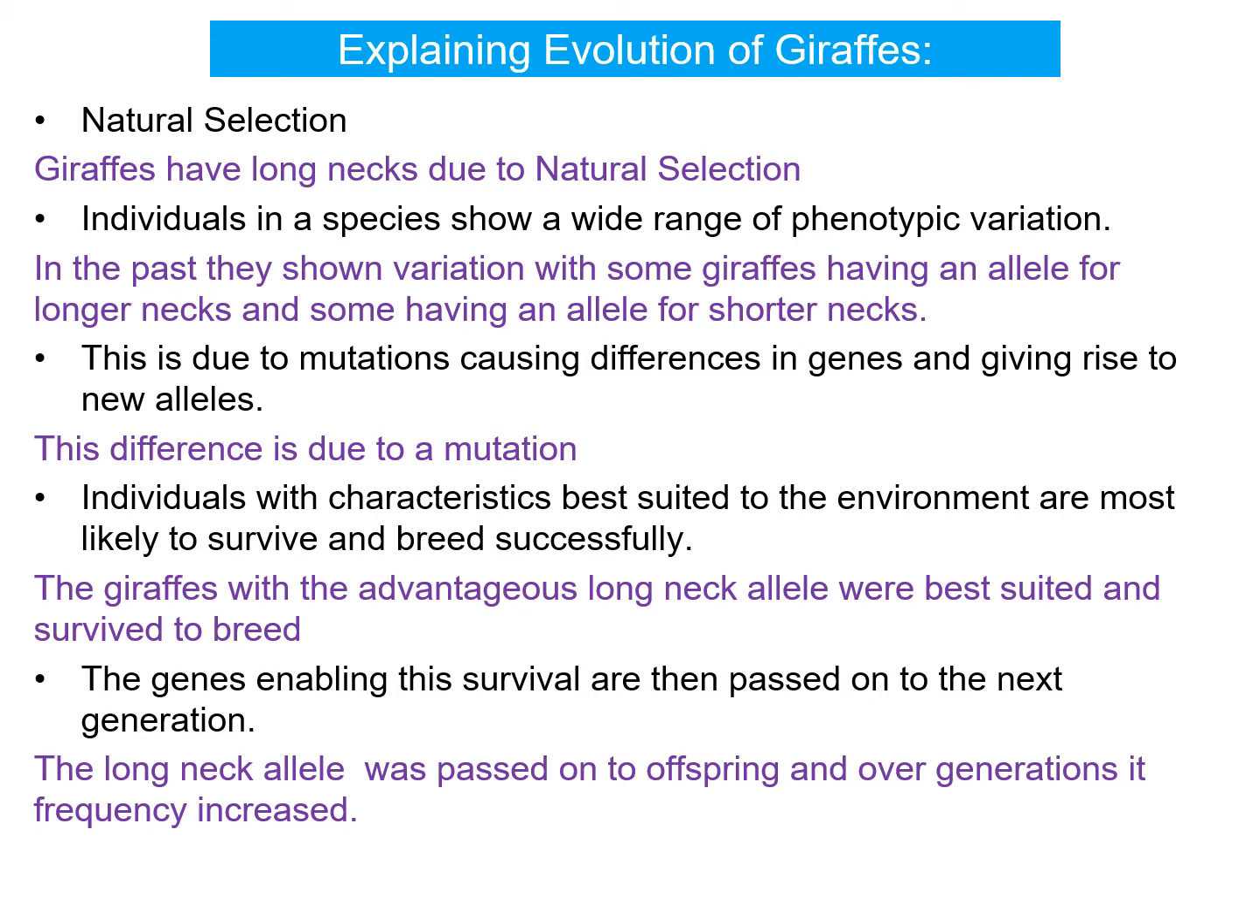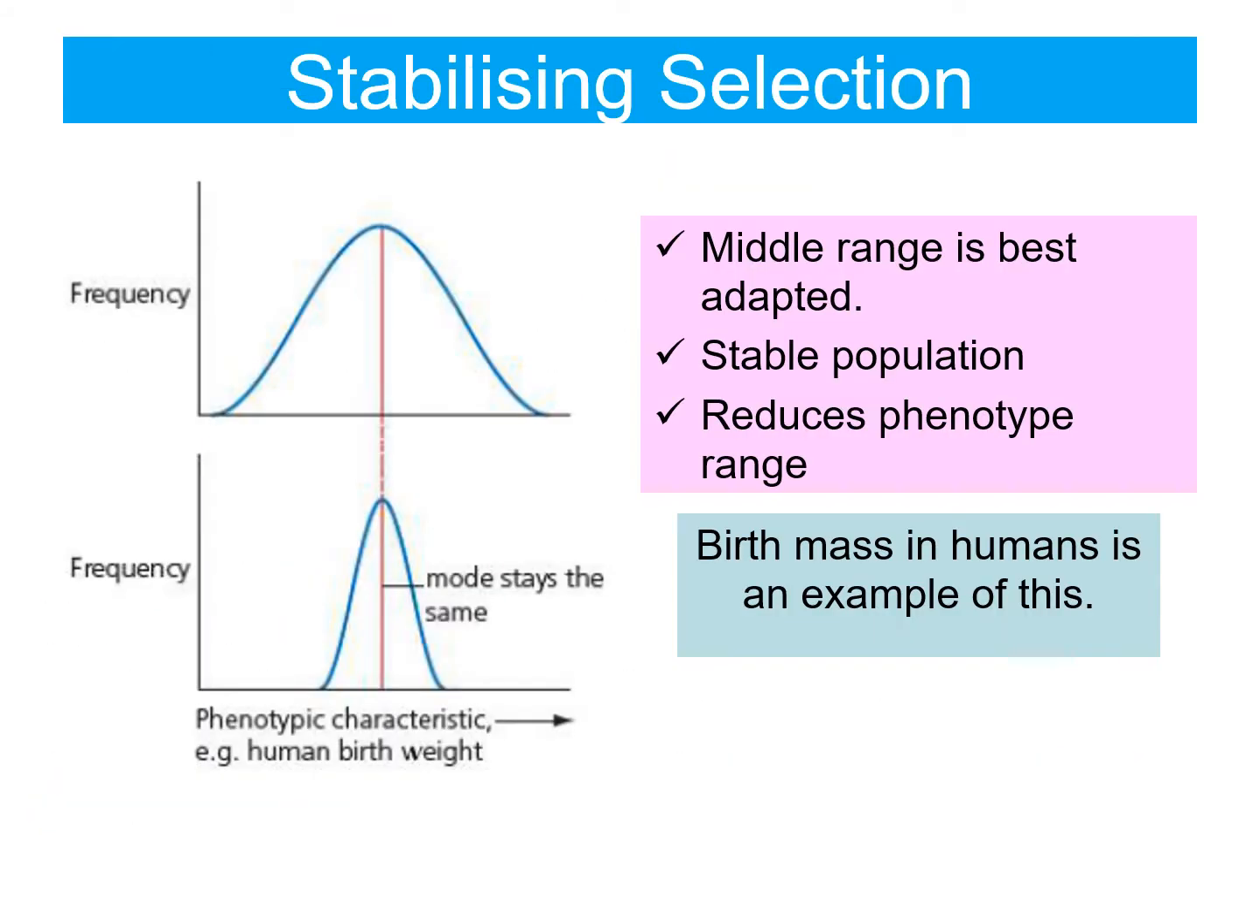Well, the selection pressure for the giraffes would be the fact that there is an environmental change, and maybe the leaves are only at the top of the trees, not at the bottom of the trees, in a year of drought. So there are different types of selection, and these are ones that you need to be familiar with the graphs for, and you need to be able to explain them.